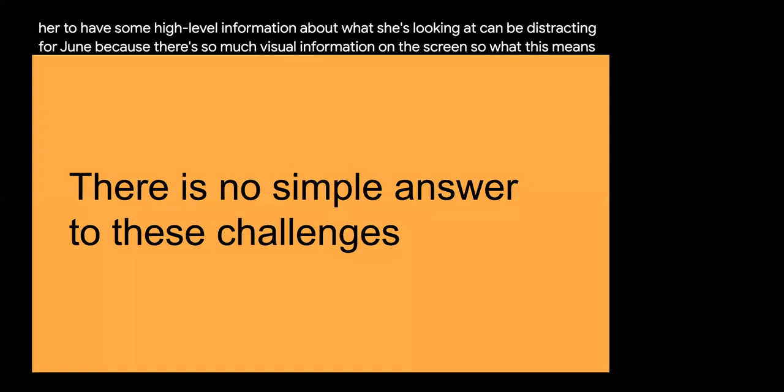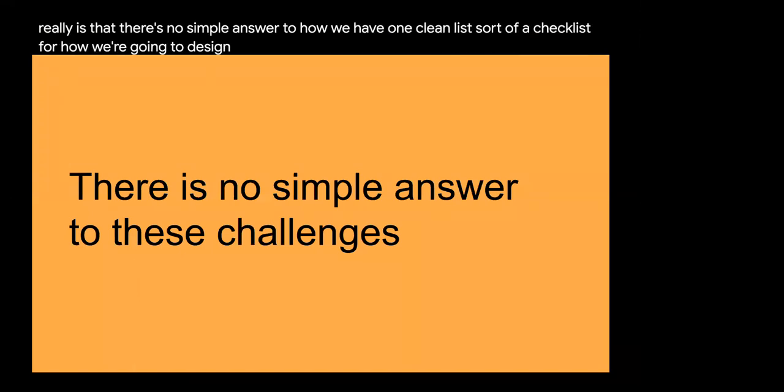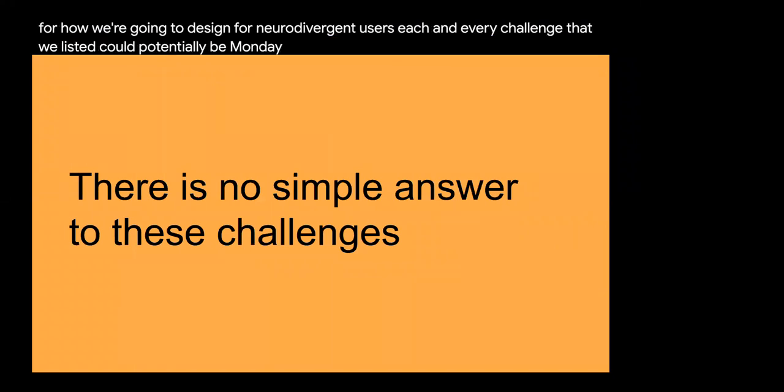So what this means really is that there's no simple answer, no one clean list, sort of a checklist, for how we're going to design for neurodivergent users. Each and every challenge that we listed could potentially be demotivating enough to stop a neurodivergent user.